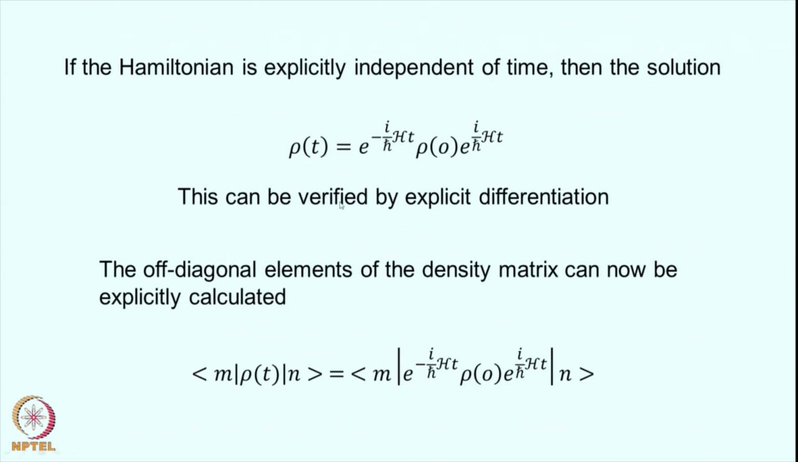Now using this definition, let us try and calculate the off diagonal elements of the density matrix. We take the matrix element with rho in the middle, and m here and n here. This is basically rho mn. Now for rho of t, we put this solution here: e to the minus i over h cross Ht, rho of 0, e to the i over h cross Ht, and then you have n here.